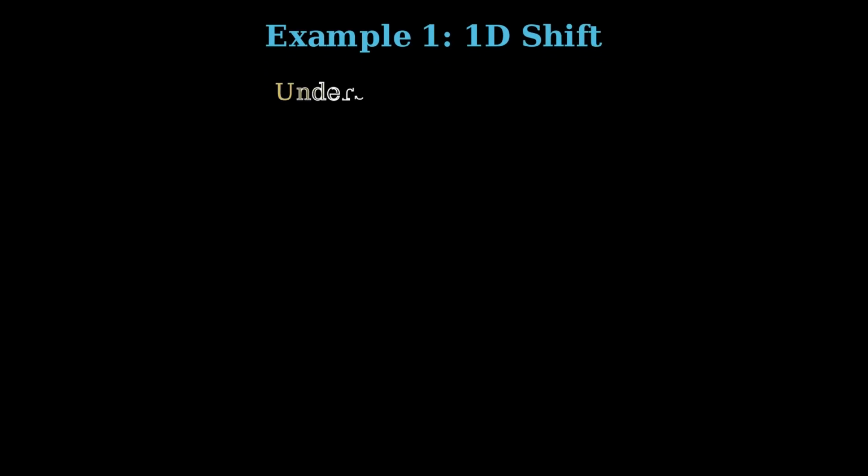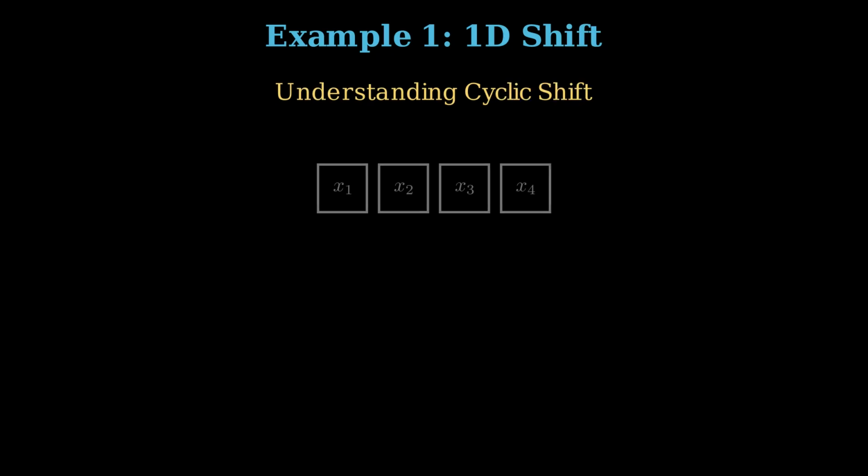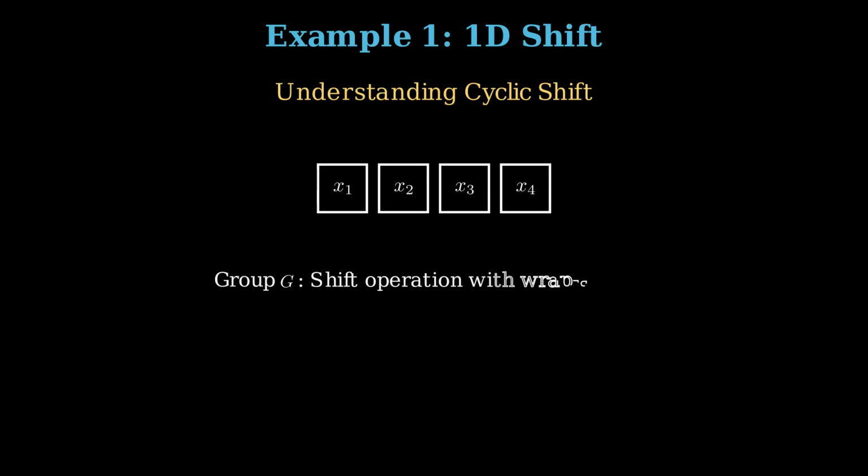Let's build our intuition on the one-dimensional cyclic shift. Imagine a simple one-dimensional vector with 4 elements, x1 through x4. A cyclic shift operation moves each element to the right, and the last element wraps around back to the beginning. Mathematically, the new index is calculated using addition modulo n.